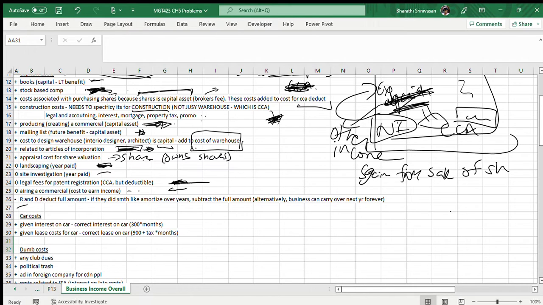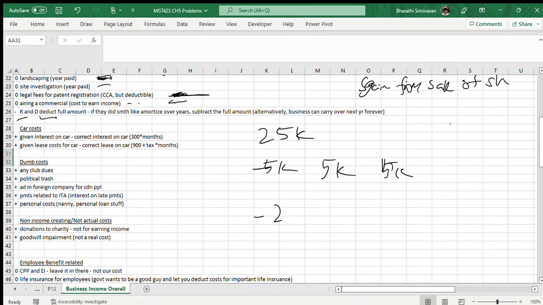One thing that's cool is R&D, you can deduct the full amount. So if they did something like amortizing, let's say the R&D costs 25K, and the business decided to amortize it over 5 years, so 5K each year. Instead of doing that, you have the option of just deducting the entire 25K in the year that it was paid.